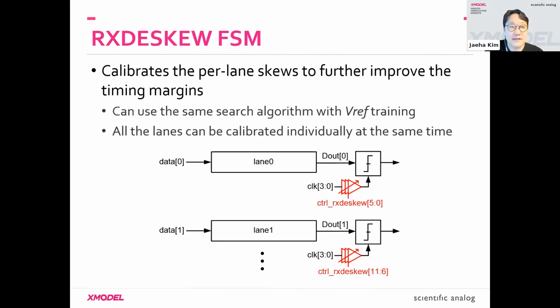Now, the last one I want to cover is the RX D-skew. There is an additional D-skew buffer for each data lane that you can control the skew for the individual lane. The purpose of this step is to calibrate the skew for each lane individually. The nice thing about this is that we can use the same search algorithm, so we can recycle our FSMs, and all lanes actually calibrate at the same time. They can all do their own calibration. Of course, you need some coordination, but this can be done.